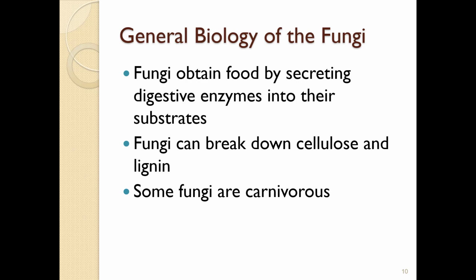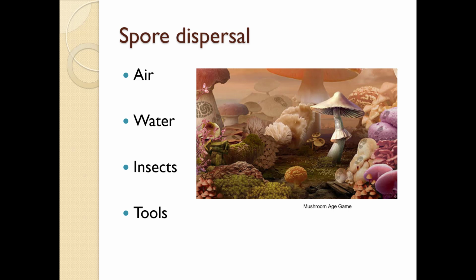So what they do is they obtain food by secreting enzymes into their substrates, and they can actually break down cellulose and lignin. Lignin is what makes wood hard, so they're pretty tough. And then some fungi are actually carnivorous, and they are beneficial in your soil. They're spread through air, water, insects, and tools.